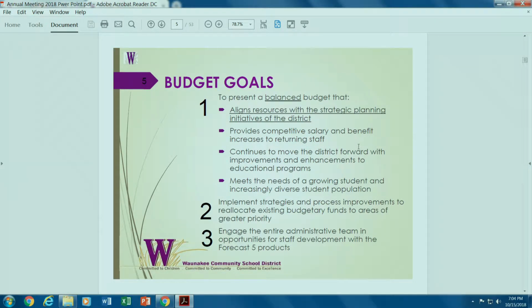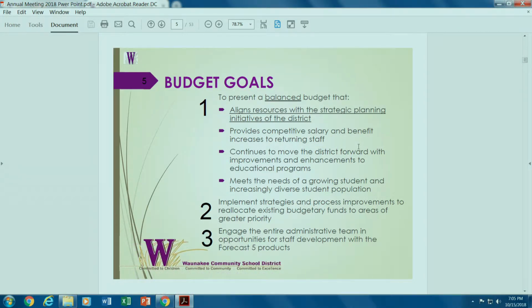All right, as far as our budget goals, this is similar to what we have put forth at the very beginning of our budget process in the past. Our first one is the expectation to bring forth a balanced budget, which we are again this evening. We're also looking to align our resources with our strategic plan. We just had revised that at the last board meeting, so our work moving forward will continue to align with those strategic directions. We're also looking at competitive salary and benefits for our returning staff, looking at ways that we can improve our educational programs and continue to move programs forward, and then also meet the needs of our growing population that's continuing to have more diverse needs that we need to address. So those are our goals that we've really used to align our dollars this year for our budget process.